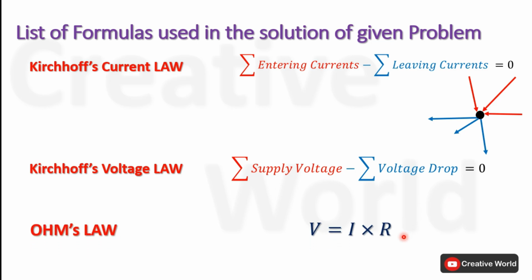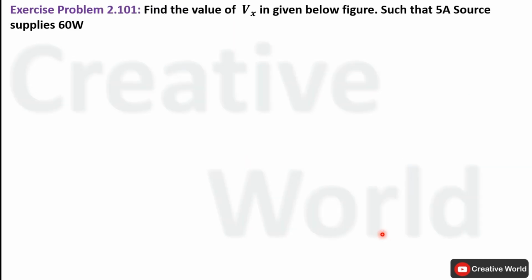According to this law, voltage across any resistance R is equal to the product of current through it and the value of resistance itself. Now move towards the problem.